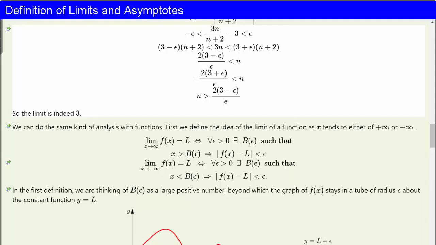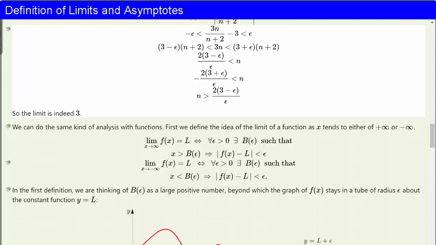Now we have to work with both inequalities and see what they have to tell us about the size of n. We add 3 to all the terms, and then multiply through by the positive number n plus 2 to get the equivalent inequalities. 3 minus epsilon times n plus 2 must be less than 3n, which in turn must be less than 3 plus epsilon times the quantity n plus 2. We solve the left inequality for n, and it tells us that n must exceed 2 times 3 minus epsilon over epsilon. So this is our first restriction on n, given any value of epsilon.